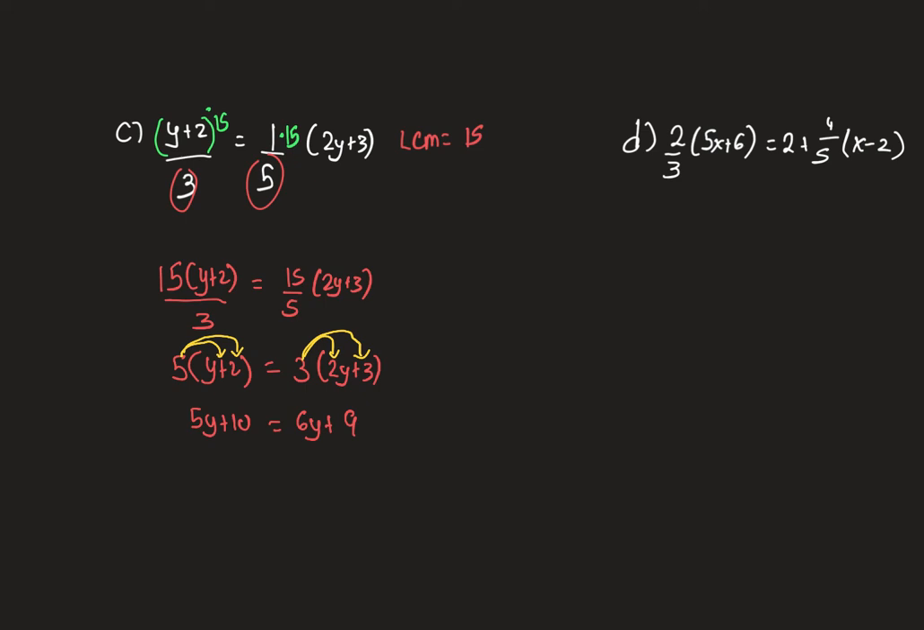Bring your variables to the same side like before. Collect your like terms. So I'm going to bring the 6y to the other side. I told you the left side. You can bring it to the right side. Does not matter. Whichever you find easiest.